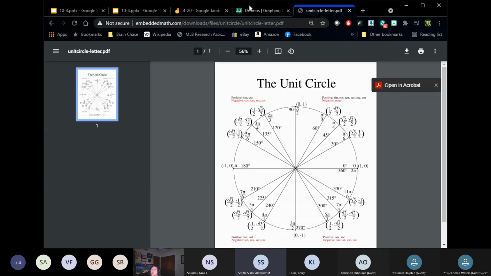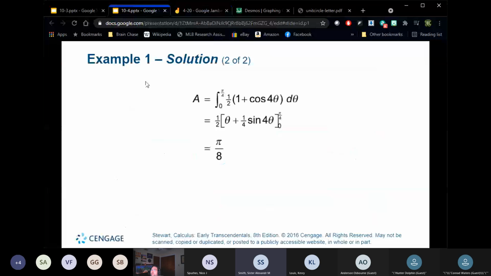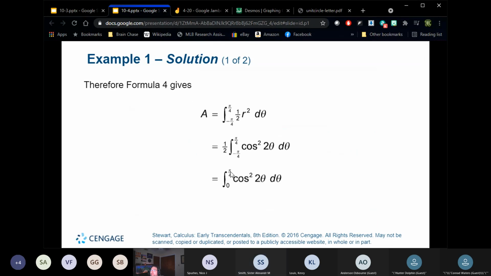Would it need to be multiplied by 2 still? Nope, because I already did that back when I took out the 1/2, I multiplied that problem by 2. That's right. So you don't have to multiply it at the end.